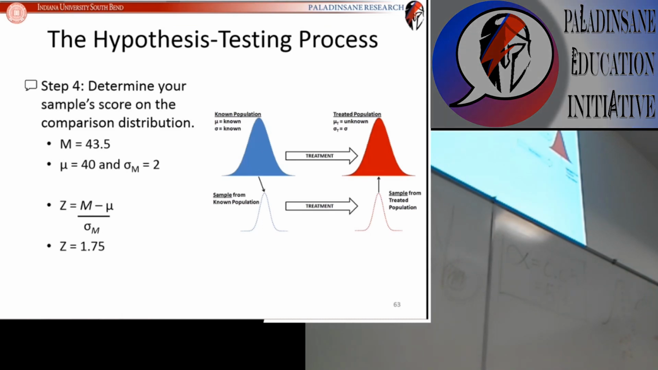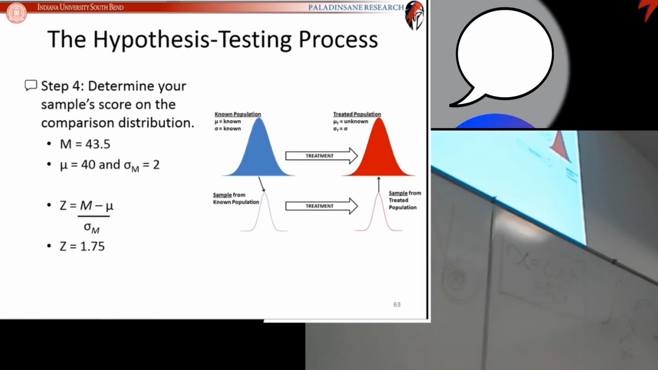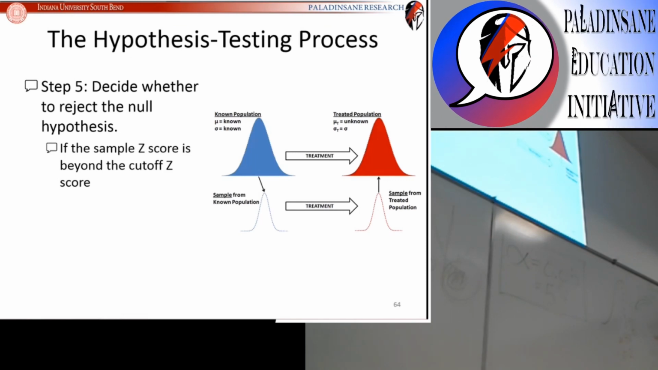So our final move now is to figure out, what does that mean? If the sample Z-score goes beyond the cutoff score, it did not. But if it did, we would accept the research hypothesis, and we would reject the null hypothesis. Given that's what we would have done if it crossed a line, and it didn't cross a line, we do the opposite. So if the sample score is within the cutoff scores, if it stays in the body, then we accept the null hypothesis, and we reject the research hypothesis.